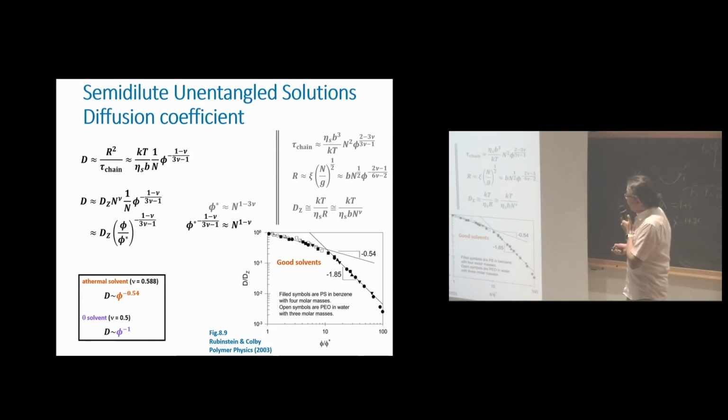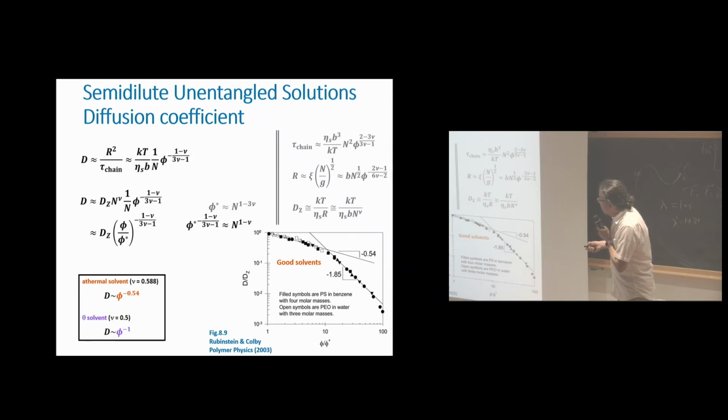Then the diffusion coefficient: the chain takes the time of chain relaxation time to diffuse at the length scale of its own size. This is the definition. Then for the dependence of R and tau chain, we input everything here to have this relationship. I let you check the calculation later. It is normal that there should be a limit at very dilute solution, so this is the dilute solution limit. This should be the diffusion coefficient of a dilute polymer chain.